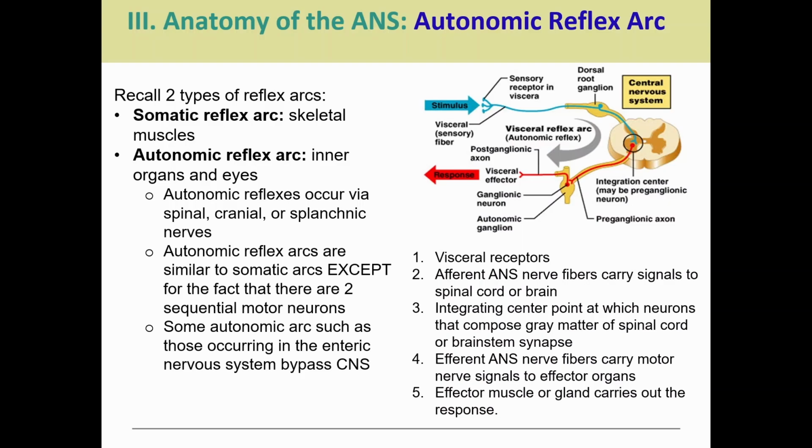So you just take a look at the picture here. Again, it's not too crazy. We do see that we have two motor neurons in sequence. That's one major difference between the autonomic and somatic reflex arc.